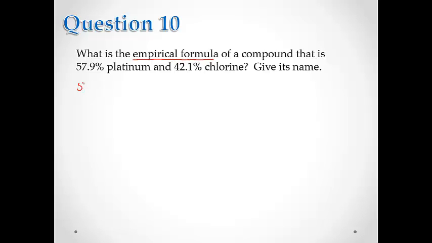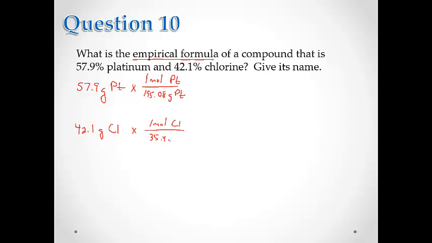Okay, so change simply the percent signs into grams. So we have 57.9 grams of the platinum, and for the chlorine we have 42.1 grams. Now we're in grams, convert the grams to moles. So we're going to use that molar mass of 1 mole on top for each one of those. And then from the periodic table we're going to list out their molar masses. So 195.08 grams of the Pt, and on chlorine that one is 35.45 grams.